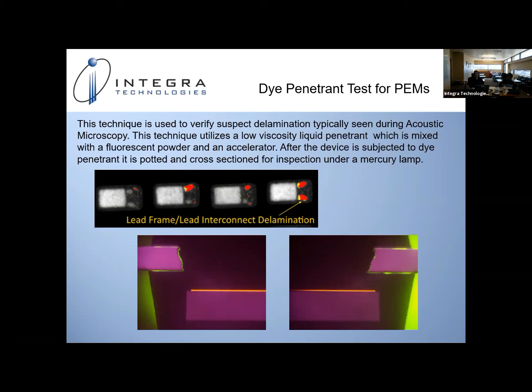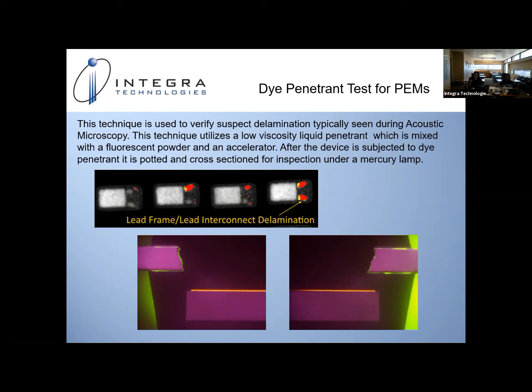Okay, so moving on to dye penetrant for PEMs. As Sultan mentioned, J Standard 20 talks about maybe doing some additional tests to vet the reliability of the component after SAM testing. What we suggest, and what's commonly used and called out in MIL Standard 1580, is a dye penetrant test. Dye penetrant examination is usually performed to verify those SAM findings.